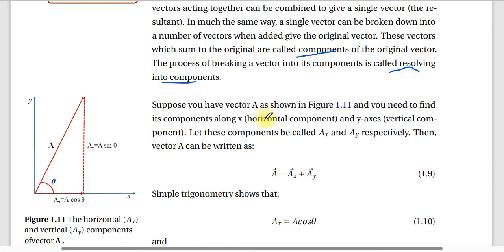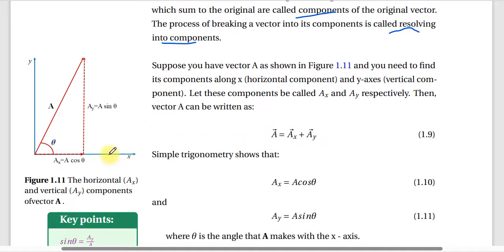Suppose you have a vector A as shown in the figure. Here I have vector A, which is a resultant vector. You need to find its component along the x axis, the horizontal component, and along the y axis, the vertical component. Let the components be called ax and ay respectively. ax is the horizontal component and ay is the vertical component. Then vector A can be written as A equals ax plus ay.